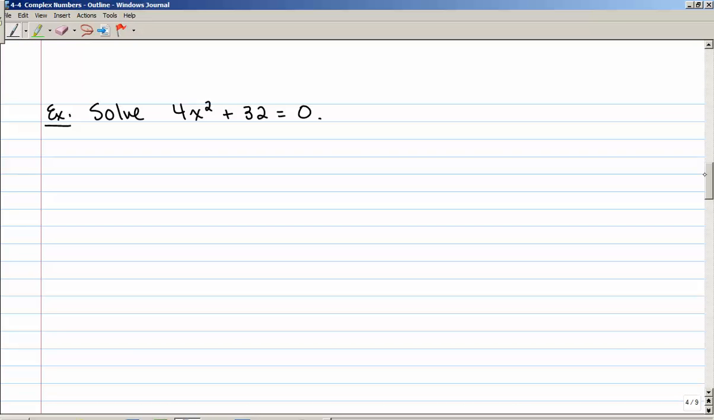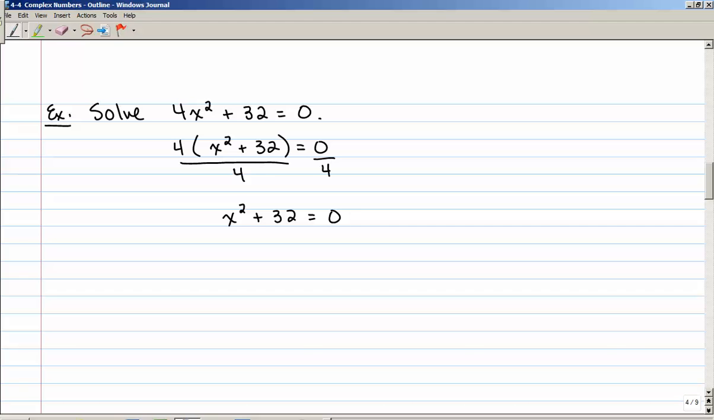Now let's use the imaginary unit to solve an equation. Let's solve 4x squared plus 32 equals 0. So like we did in the previous section, since this has two terms and I'm seeing 4 and 32, I'm just going to factor out a 4. Since there isn't an x out front, I'm going to divide both sides just by 4 here. Remember, 0 divided by 4 is 0. So x squared plus 32 equals 0.